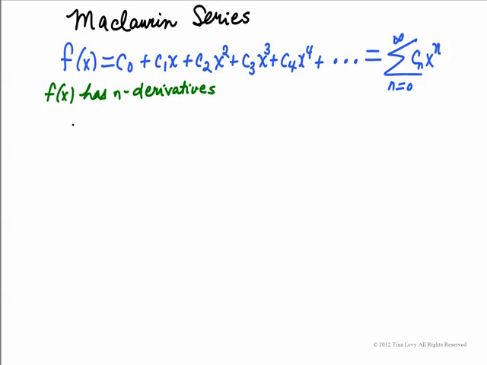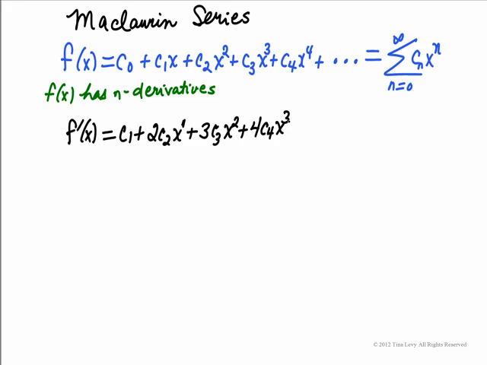We'll start by taking derivatives. The derivative f prime of x: the constant disappears, the derivative of a constant is 0, and we get the derivative of c1x is c1, plus the derivative of c2x squared is 2c2x to the 1. The derivative of c3x cubed is 3c3x squared. The derivative of this is 4c4x cubed, and this will go on indefinitely.